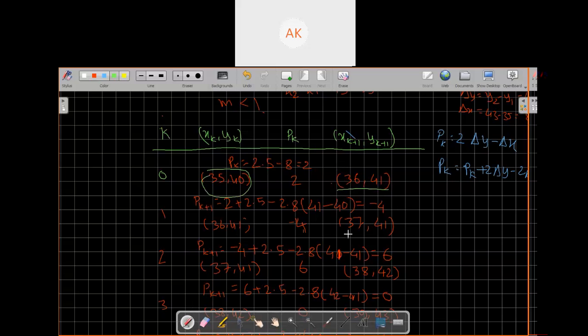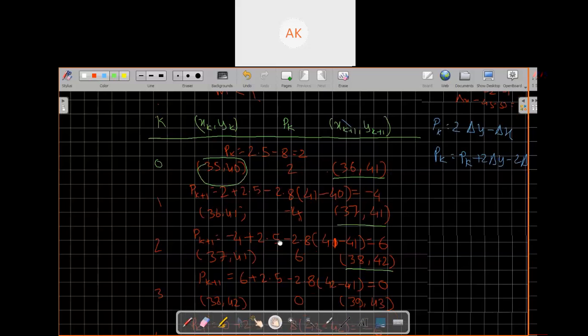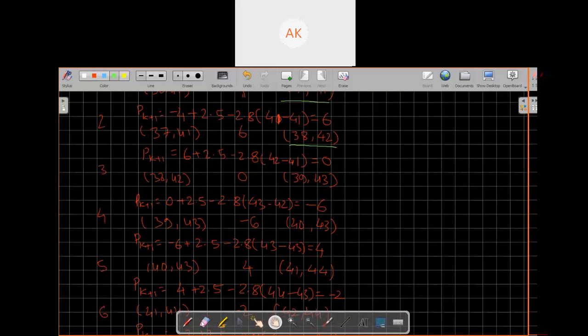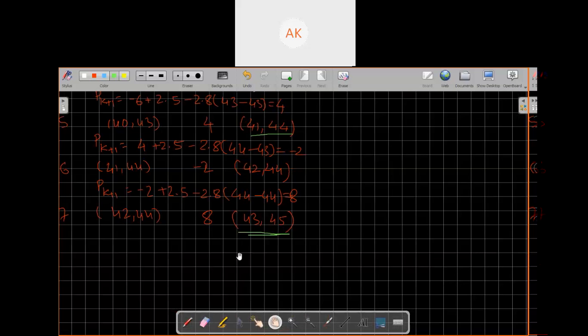The intermediate points are (36, 41), (37, 41), (38, 42), (39, 43), (40, 43), (41, 44), and (42, 44). So all these are the intermediate points between these two points, (35, 40) to (43, 45). We have calculated all these intermediate points using our Bresenham line drawing algorithm.